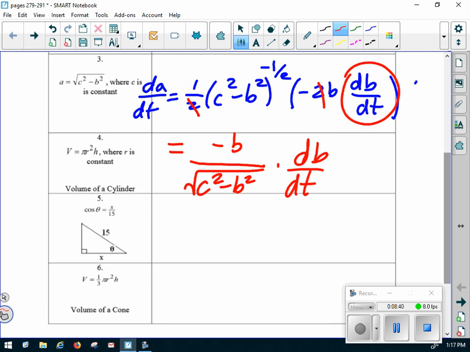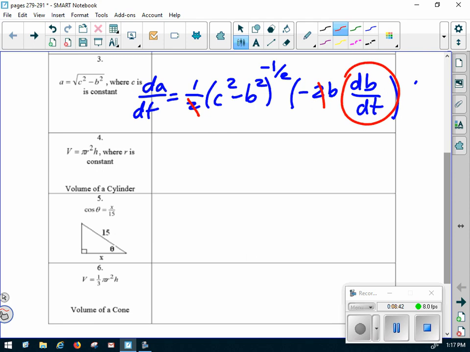All right, let's look at number 4. Volume equals pi r squared h, where r is a constant. This is the volume of a cylinder. Now pay attention. What is constant? R. How many variables do we have then? V and H. Yep, just 2. So let's take the derivative of this with respect to time.